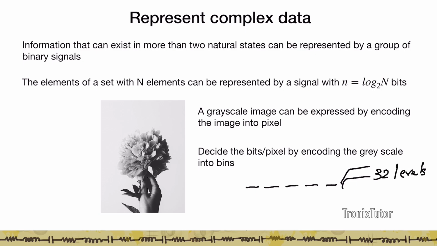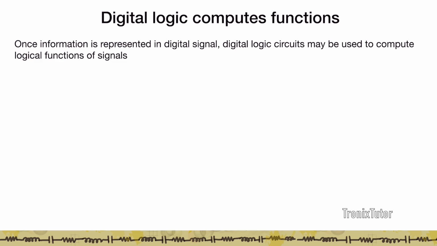So digital systems give you the ability to play around with the accuracy of representation. That's a trade-off with the data length, if you will, right? So if you want higher accuracy, you will need to use a larger number of bits to represent the data. The other advantage that a digital system gives is that digital logic can compute functions. So once the information is represented as a digital signal, we can use arithmetic circuits, logic circuits, etc. to either give out logic functions or give out arithmetic outputs, right?